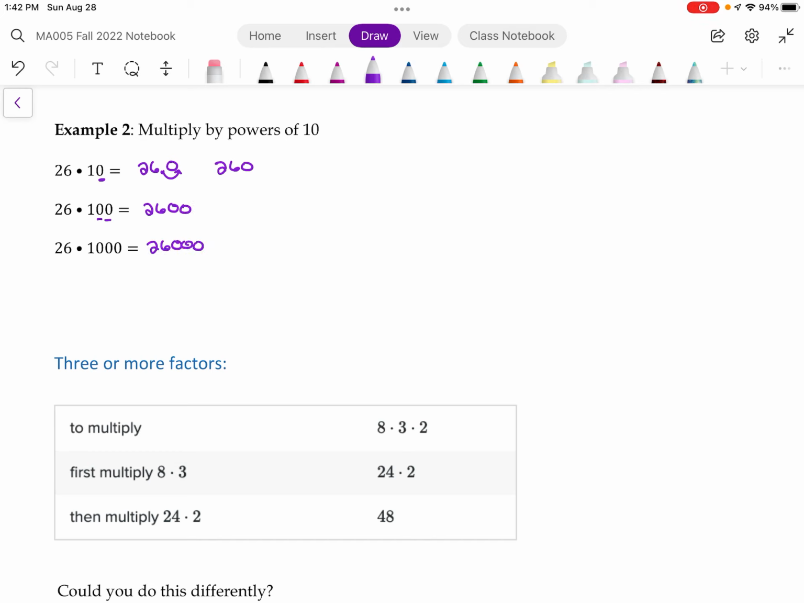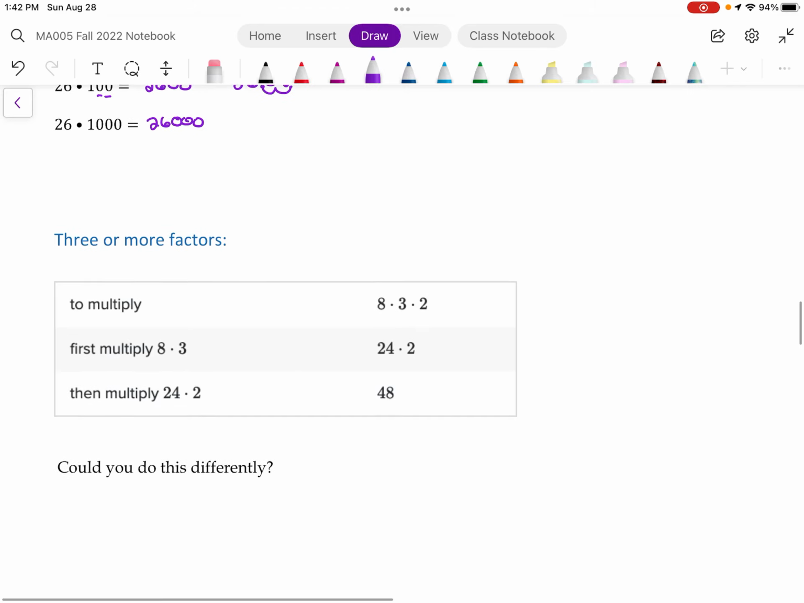So 26 times 1,000 is 26,000. 26 times 100 is 2,600. A couple different ways to think about that. If you move the decimal place, you would have it's here. 100 is 2 decimal places, so 1, 2, and it looks like that. Okay, so a couple different ways to think about those problems.